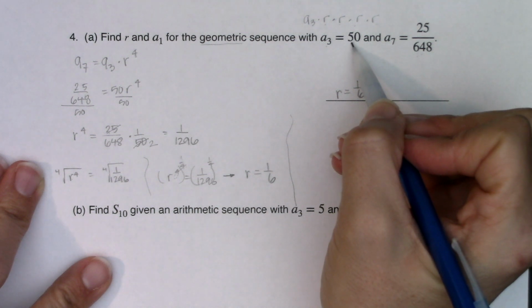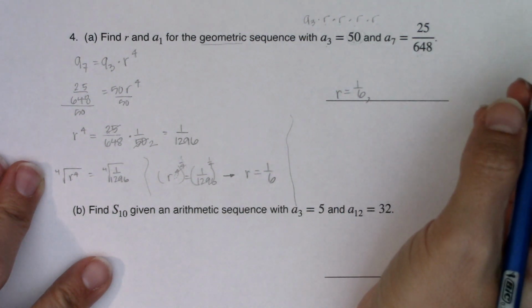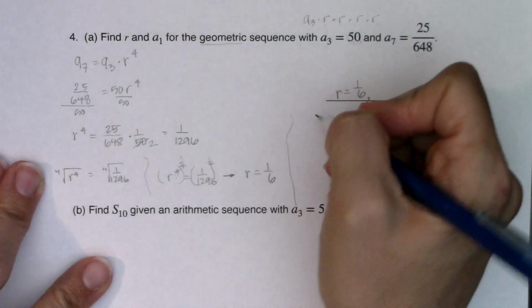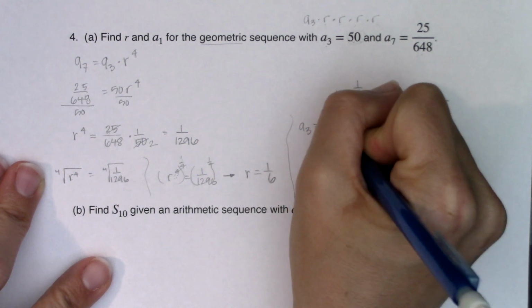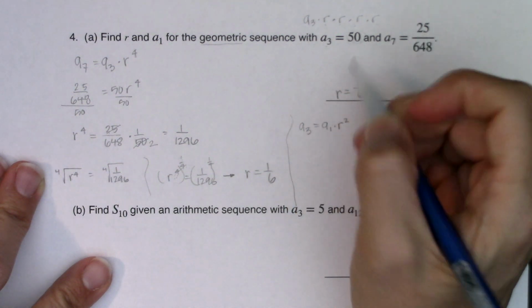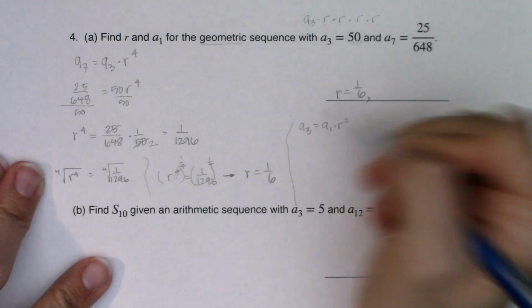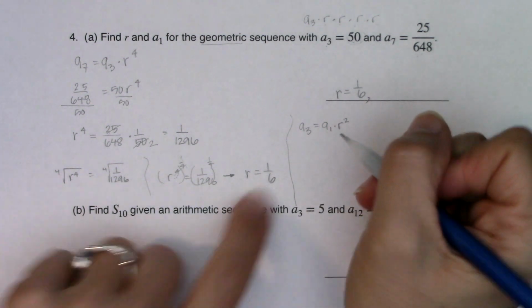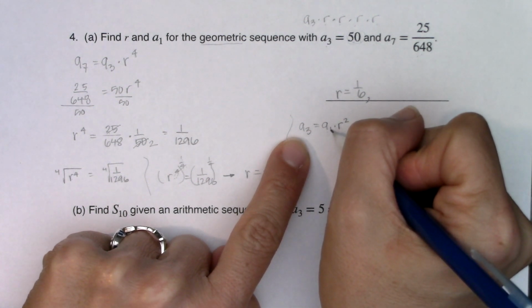I'm going to opt to use A sub 3 just because 50 is a nicer number to work with than 25 out of 648. But what I would do, I would say, well, A sub 3 is my starting point, A sub 1 times R squared, right? Because if I multiply A sub 1 by R, I'm going to get to A sub 2, multiply by R again, A sub 3. And the thing is, I know A sub 3, and now I know R, so I can solve this for a sub 1.